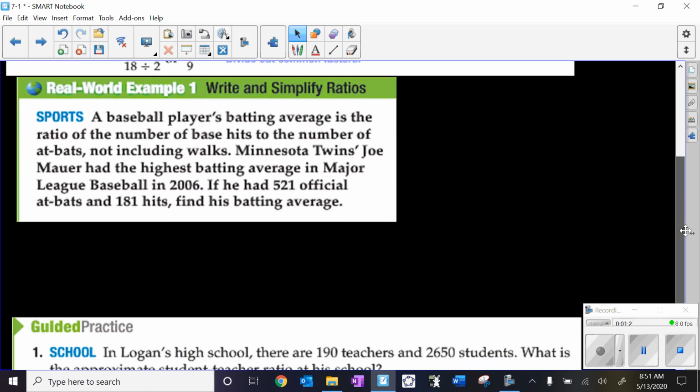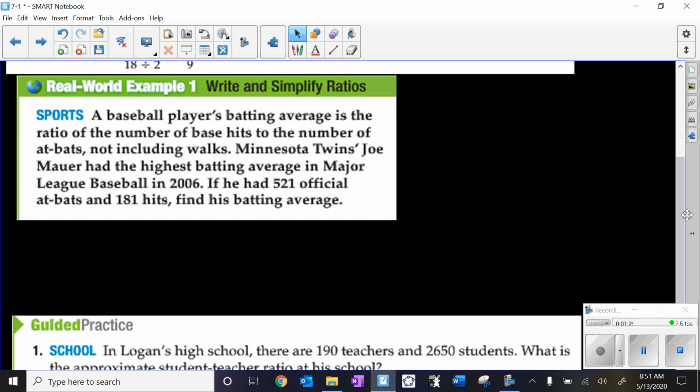So a couple examples of what this looks like. A baseball player's batting average is the ratio of the number of base hits to the number of at-bats, not including walks. The Twins' Joe Mauer had the highest batting average in the major leagues in 2006. He had 521 official at-bats and 181 hits. Find his batting average. So remember, we put hits over official at-bats. So we would have 181 over 521.